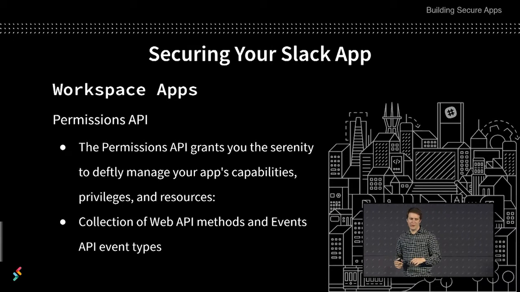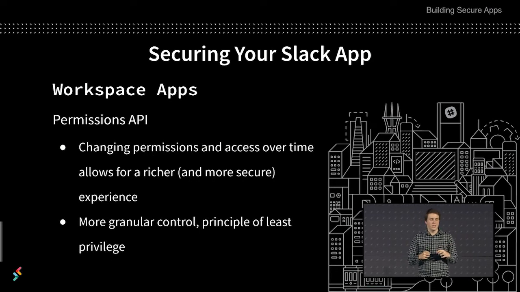So the permissions API is an aspect of workspace apps, and what it does is grant the ability to more precisely manage your app's capabilities, privileges, and resources. So it's a collection of web API methods and API event types. There are a variety of ways you can employ this, but basically what it offers is that you can change your permissions and access over time. And this allows for a richer and more secure experience.